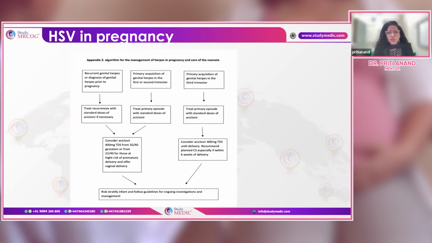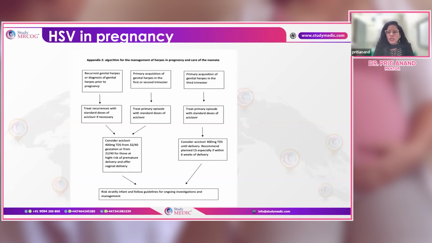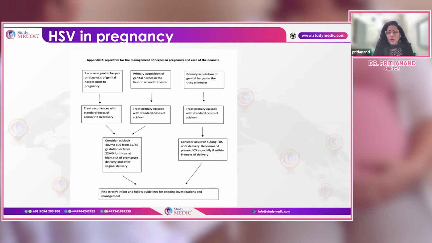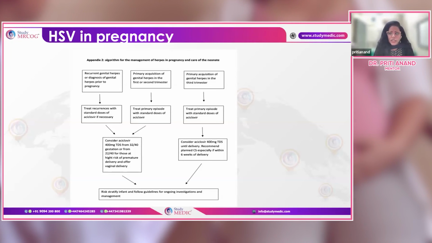Or the prophylactic dose needs to be started from 22 weeks for those who are at high risk of premature delivery. And thereafter, because this infection occurred much earlier than the expected date of delivery, you can offer her vaginal delivery.